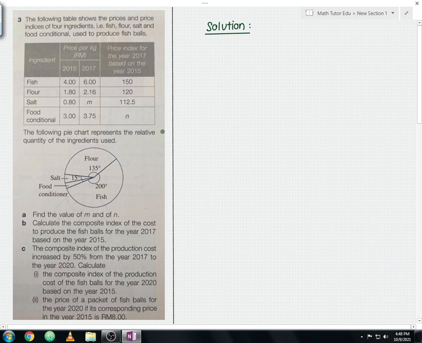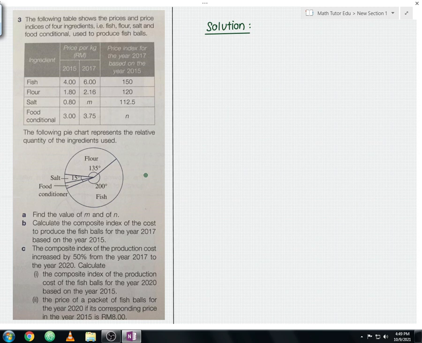Continue to read the question. The following pie chart represents the relative quantity of the ingredients used. So as you can see here, the weightage is in terms of the pie chart in angle form. Continue to read the question. For part A, find the value of M and of N. For part B, calculate the composite index of the cost to produce the fish balls for the year 2017 based on the year 2015.